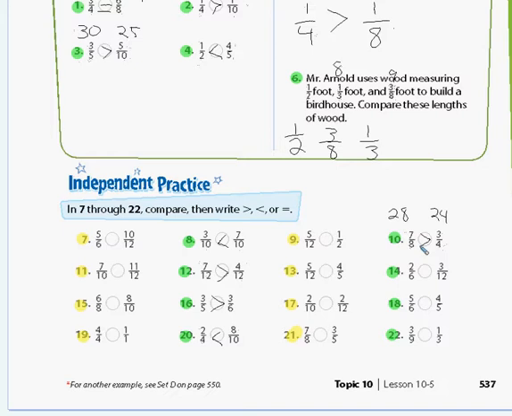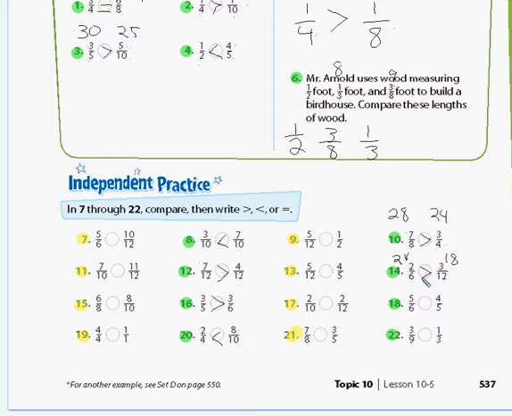On number 11, 2/6 and 3/12. On this one, I think I'm just going to go ahead and cross multiply. So 6 times 3 is 18, and 2 times 12 is 24. So that's telling us that 2/6 is going to be greater than 3/12.